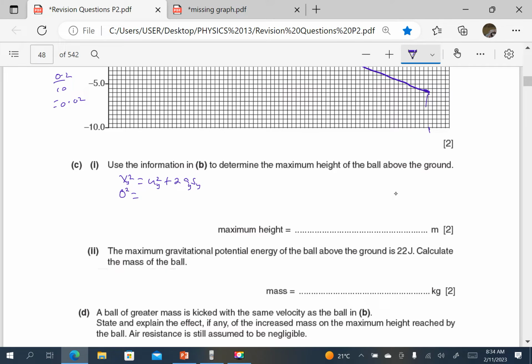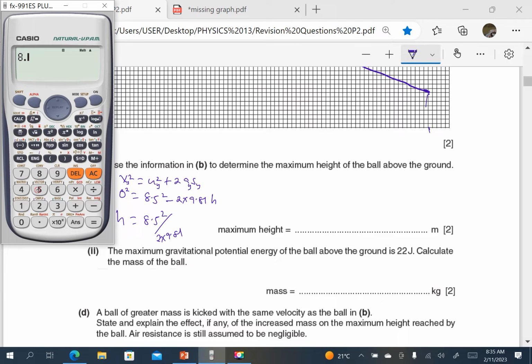So v squared is going to be 0 squared. Initial velocity in the vertical was 8.5, but it is squared, minus, because it was moving against gravity, 2 times 9.81, then times h, the maximum height. So it means h is going to be equal to 8.5 squared divided by 2 times 9.81.